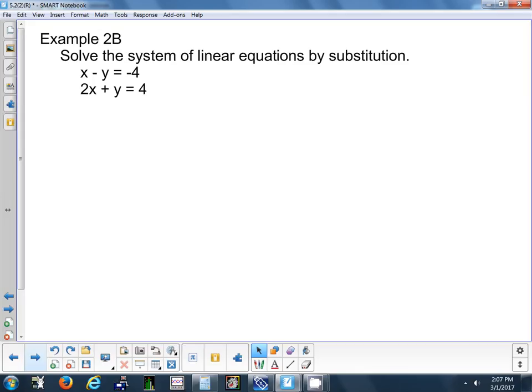Or if you want to work with the bottom equation, what letter would be easy to get by itself there? Y, because it's got a 1 in front of it and it's positive. So this one you could do either way. So you guys tell me, you want to work with the top equation to get a letter by itself, or you want to work with the bottom? Bottom? Okay. So we're going to work with the bottom. We just said we're going to get y by itself.